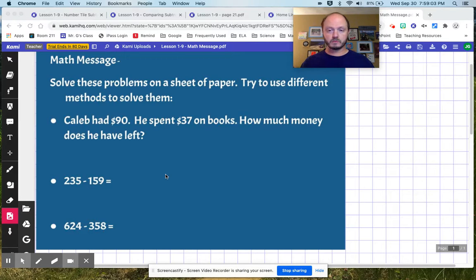All right, I want you to solve these on a piece of paper, and if you have your notebook at home, we'll do it that way as well. Some of you still need to get notebooks from me, so remind me.